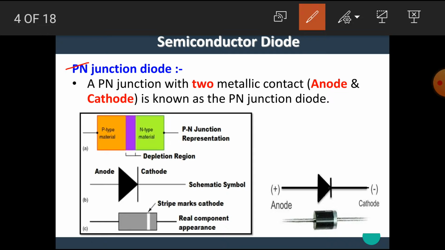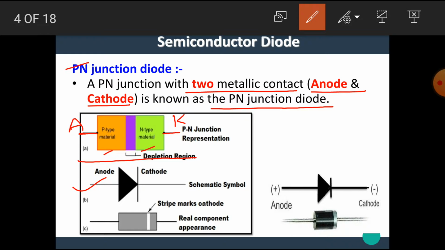A p-n junction with two metallic contacts, anode and cathode, is known as the p-n junction diode. Here the structure of the p-n junction diode is shown. The p-type material and n-type material are joined together to form a junction known as the p-n junction. A metallic contact connected with the p-type material is known as the anode, while the metallic contact connected with the n-type material is known as the cathode.